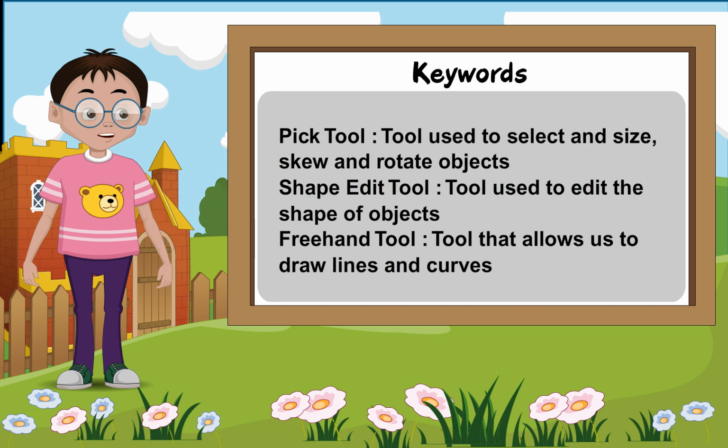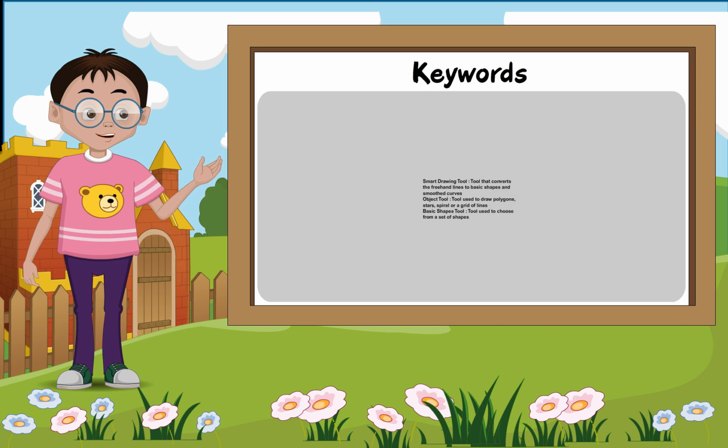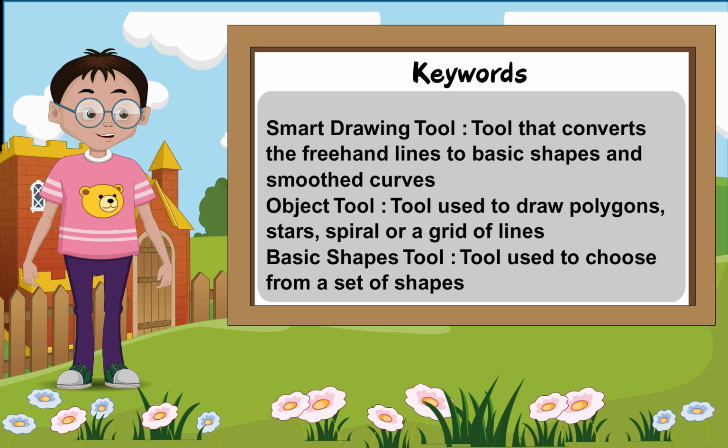Keywords. Pick tool. Tool used to select the size, skew and rotate an object. Shape edit tool. Tool used to edit the shape of the object. Freehand tool. Tool that allows us to draw lines and curves. Smart drawing tool. Tool that converts the freehand lines to basic shapes and smooth curves.